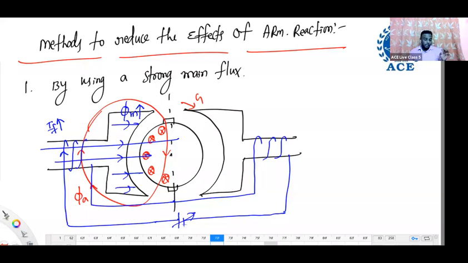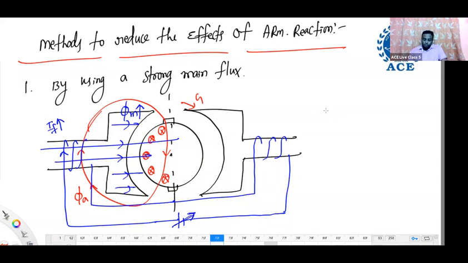Only in a separately excited DC machine can we increase the excitation, but you cannot do this in self-excited machines. That's why there is a drawback in this method. This is suitable for only separately excited machines. There you can increase the voltage, increase current, and increase the strength of flux.